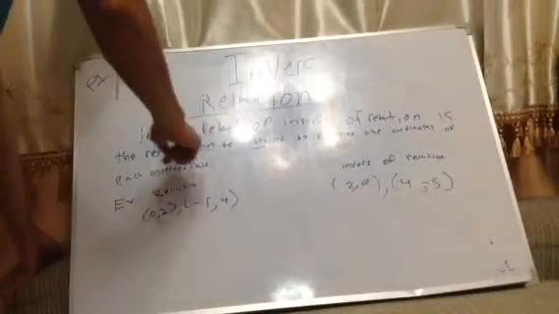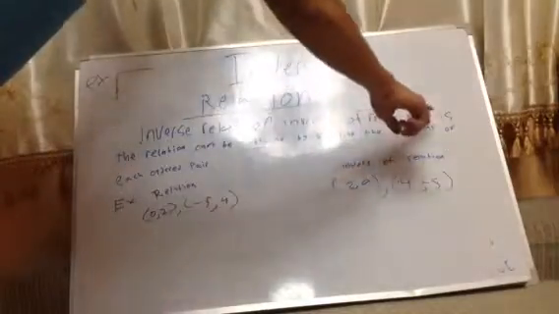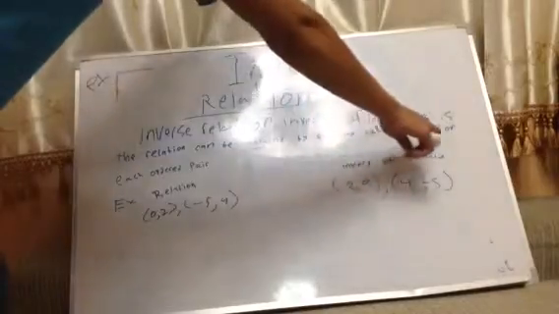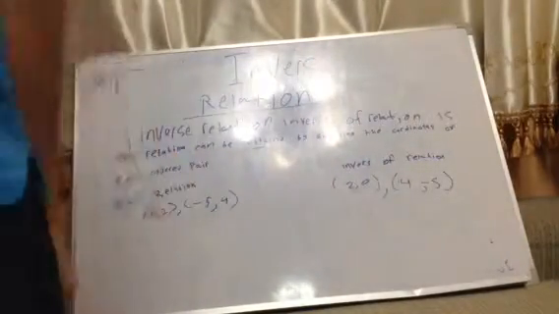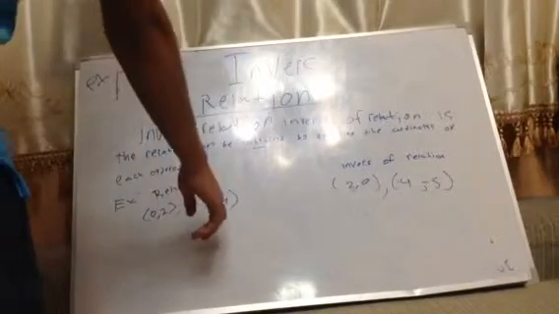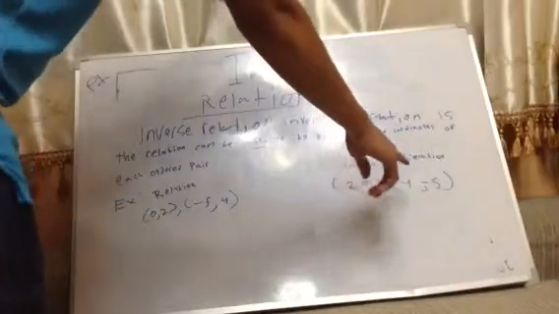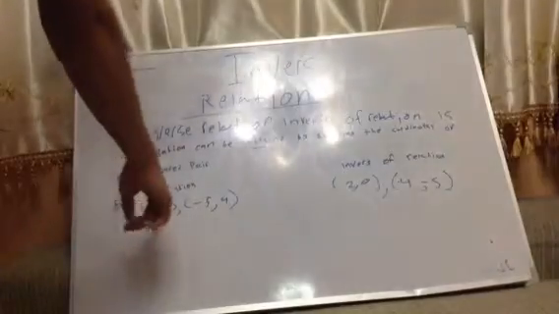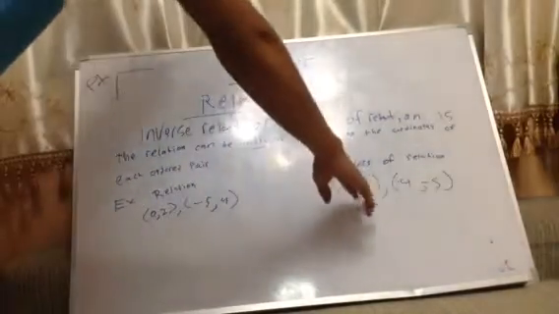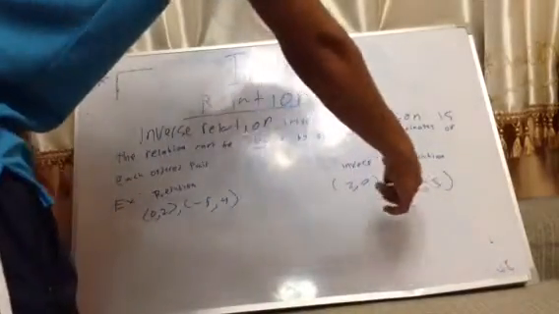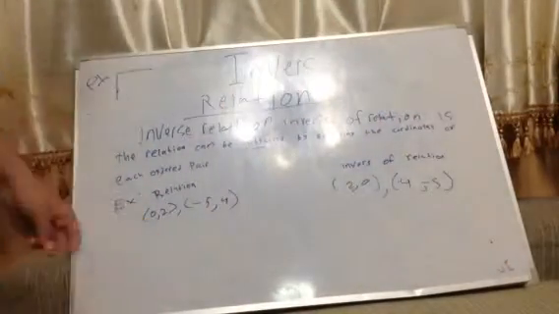Inverse relation. The inverse of a relation is the relation that can be obtained by swapping the coordinates of each ordered pair. For example, take the relation (0, 2). In the inverse of the relation, just swap, like this, as you can see. They just swap: put 2 in the first and 0 behind. Same as this one: 4 comes first, -5 goes at the back.